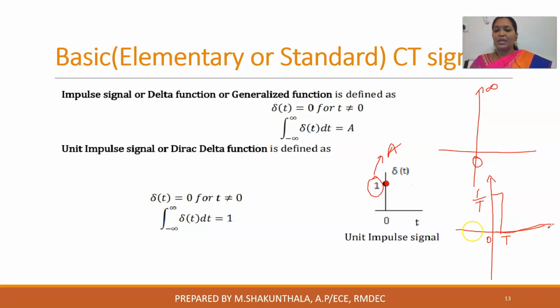So what I am saying is, the impulse signal will exist only for t equal to 0. When t equal to 0, 1 by 0 is nothing but infinity. But what about the area? The area of this signal is nothing but 1. So for the unit impulse signal, we denote it as 1 just at t equal to 0. For other values of t, the impulse signal does not exist.